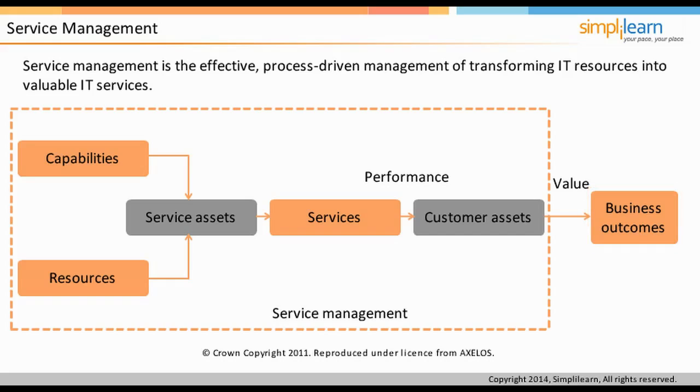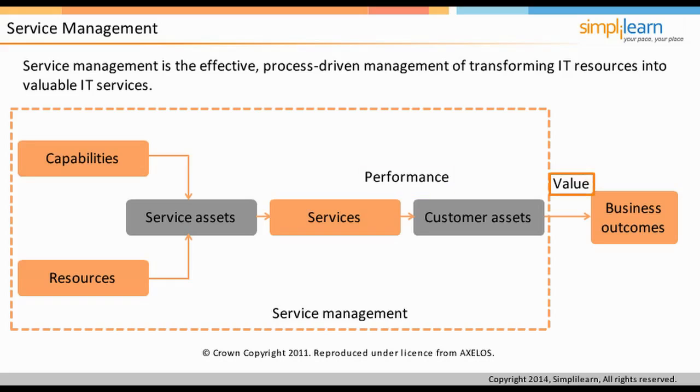Now let us understand two more terms, which are performance and value. Performance is a measure of what is achieved or delivered by a system, person, team, process, or IT service. Considering the example of email as a service, effective use by all users, the number of mails delivered to the intended recipients, and so on, are some of the performance measures of the service.